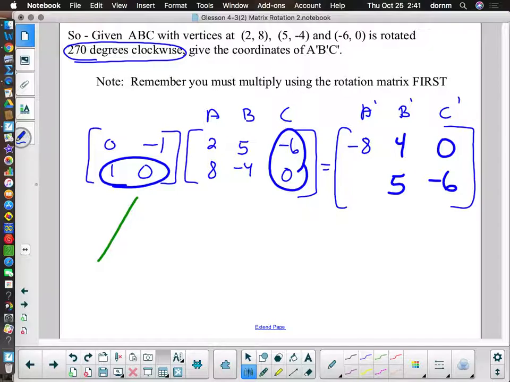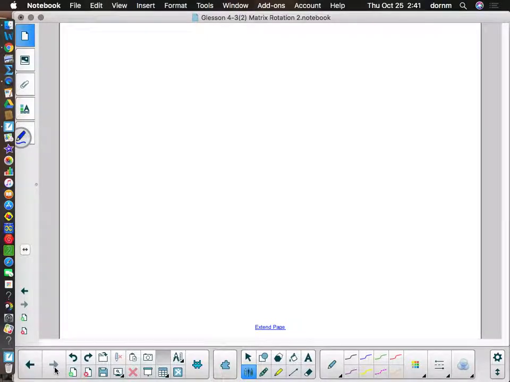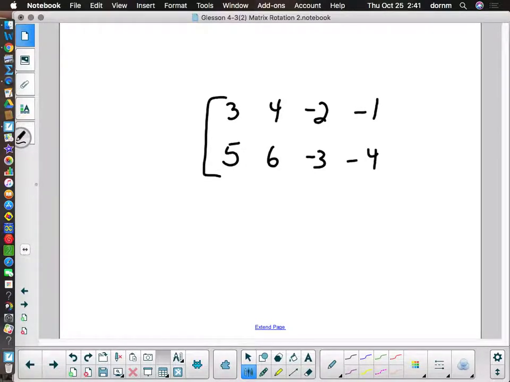And since rotation can be kind of tricky, this matrix thing can be really handy for finding coordinates. Let's do one more. I'm going to go ahead and give you a coordinate matrix. This time it's a quadrilateral, so 3, 5, 4, 6, -2, -3, and -1, -4. Okay? That's my coordinate matrix. That got a little bit big, didn't it? That's okay. We'll put our result matrix down here.